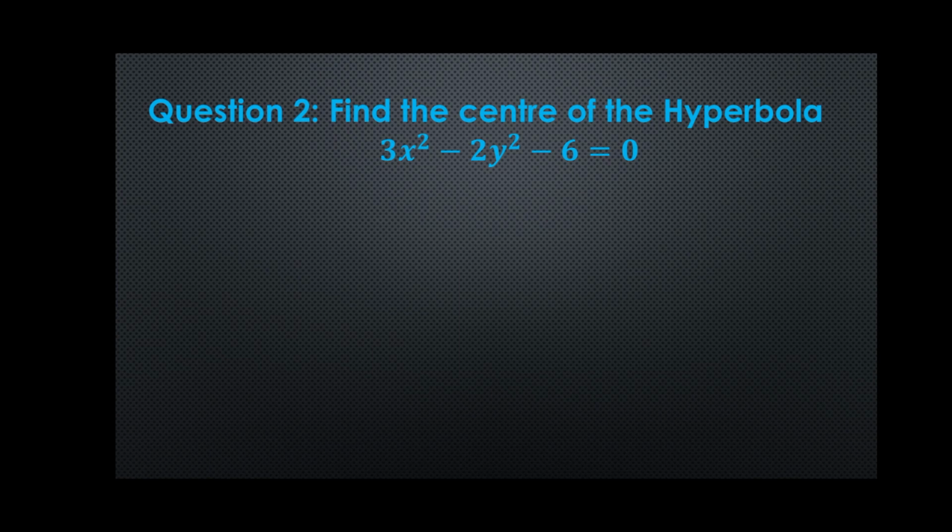Moving on to the second question. Find the center of the hyperbola 3x square minus 2y square minus 6 equal to 0. To find the x coordinate, differentiating 3x square, which is 3 into 2x equal to 0, which will be x equal to 0.